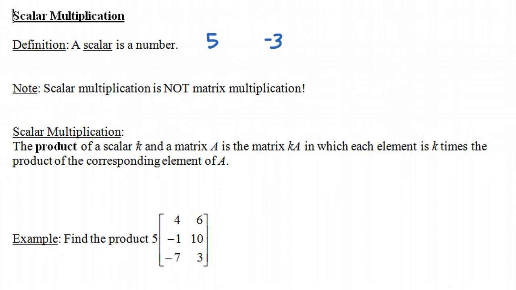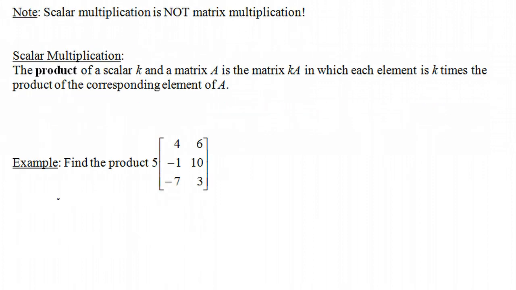Alright, so what is scalar multiplication? Well, the product of a scalar k, a number k, and a matrix A is the matrix that we label kA, in which each element is k times the corresponding element of A. Now that might sound confusing, but actually it's really quite simple. Let's look at an example.